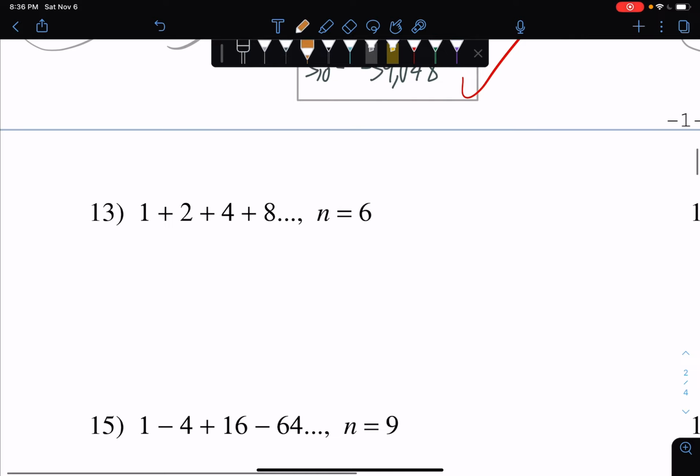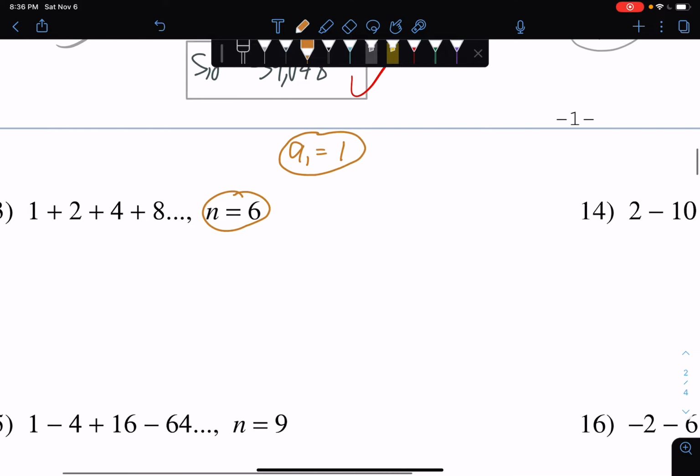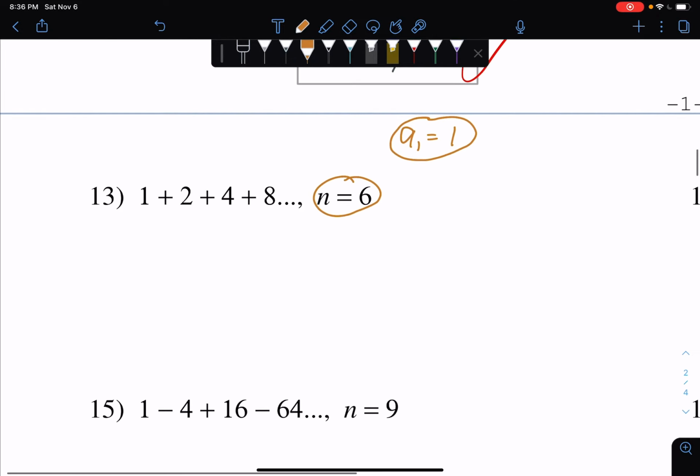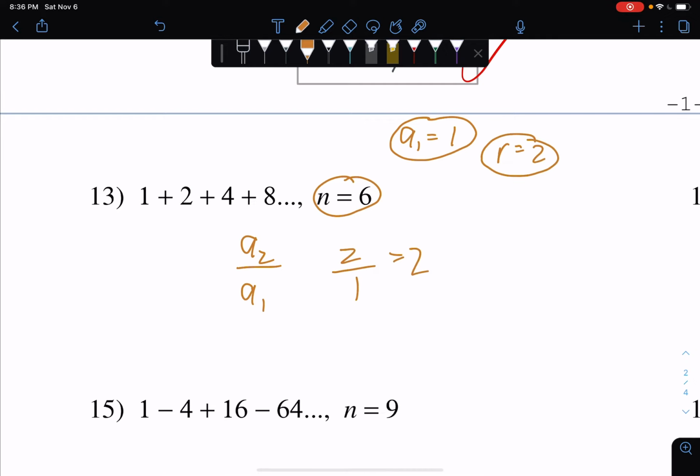We're given a different kind of problem, but our priorities remain the same. Let's identify a sub 1. It's 1, literally 1. I think that's not a coincidence. Let's find our common ratio. Again, a sub 2 divided by a sub 1, or 2 divided by 1, is still 2. So r is equal to 2.